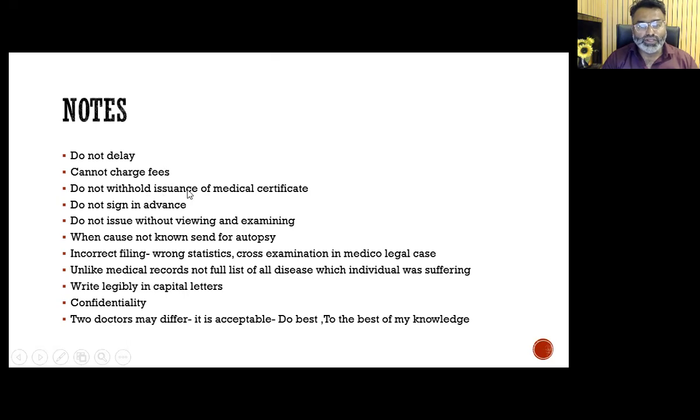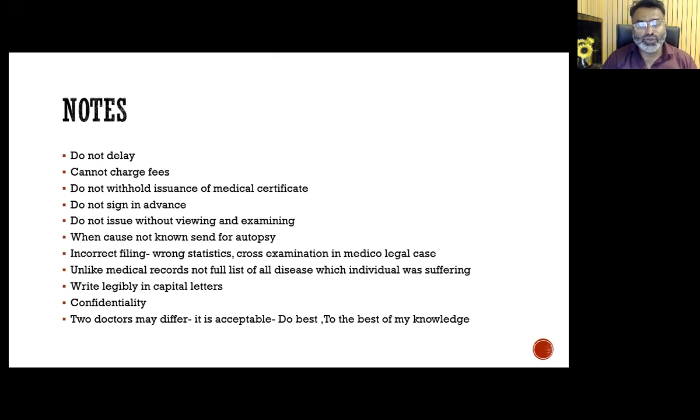Do not withhold issuance of medical certificate, because this is required, because the relatives, they need the slip which we tear and give to them. This is required for cremation. So do not withhold giving this medical certificate. Do not sign in advance. Many a times, if the patient's condition is very critical and has a very poor prognosis, you should not sign this in advance. This is very wrong practice.